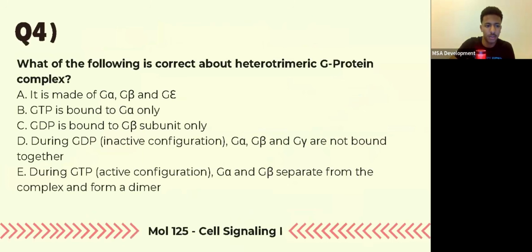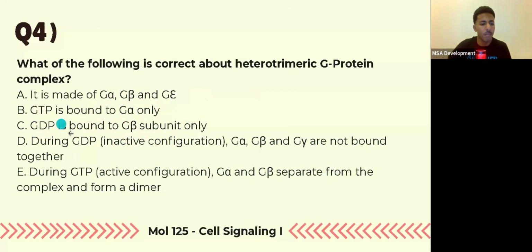Let's solve the question now. Which of the following is correct about the heterotrimeric G protein complex? A, it is made of G alpha, G beta, and GE. Incorrect. It's made of G alpha, G beta, and G gamma, not GE. B, GTP is bound to G alpha only. This is correct. It's not bound to G beta, it's not bound to G gamma. C, GDP is bound to G beta subunit only. Incorrect. GDP and GTP, whenever they're bound, they're always bound to G alpha.